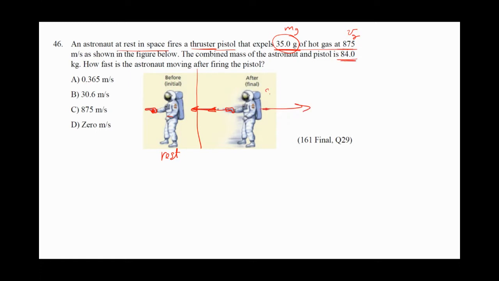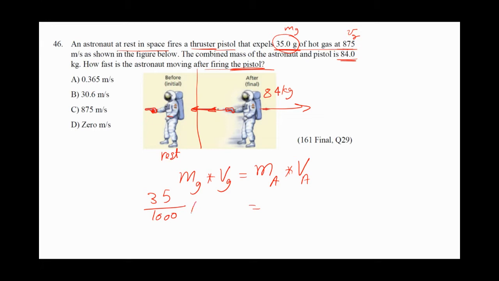His mass is 84 kilogram. What is the speed of him? I will say the mass of the gas times the velocity of the gas equals the mass of the astronaut times his velocity. The mass of the gas is 35 gram, so you need to divide it by 1,000 to convert it into kilograms, times its speed 875. The mass of the astronaut is 84 kilogram times his speed. So I will find his speed. It will be, I think, 0.365 meters per second. So this is the speed of the astronaut.